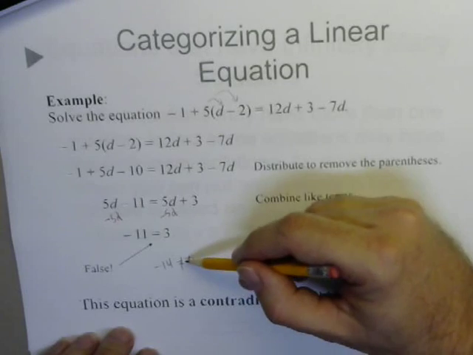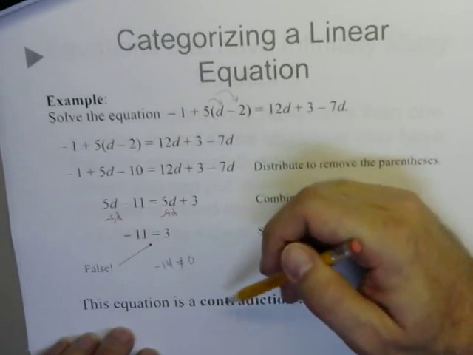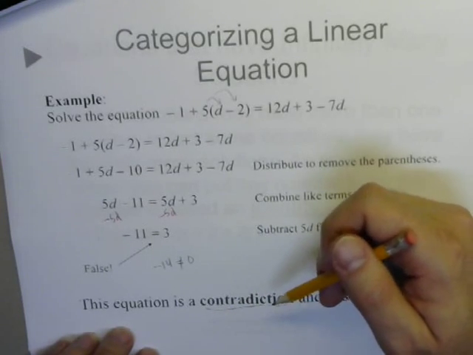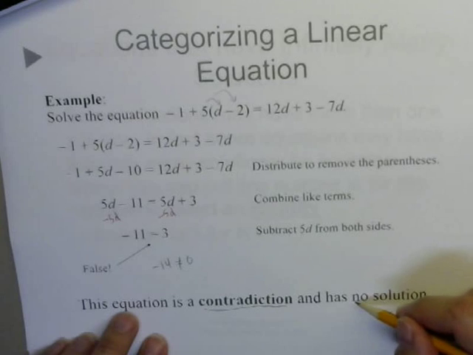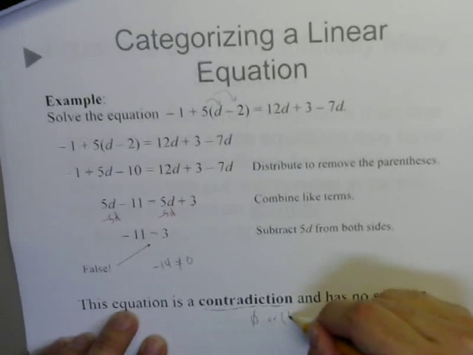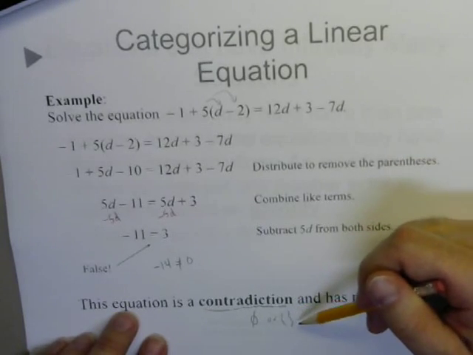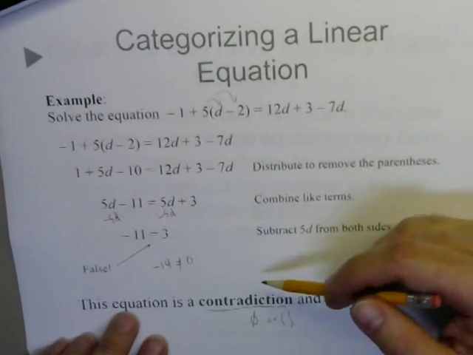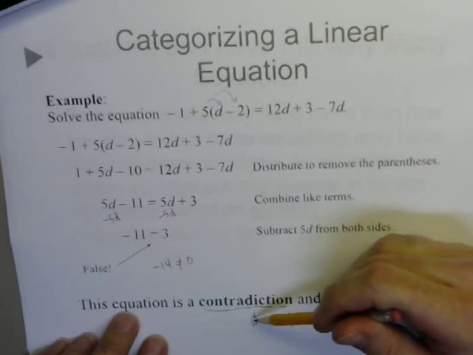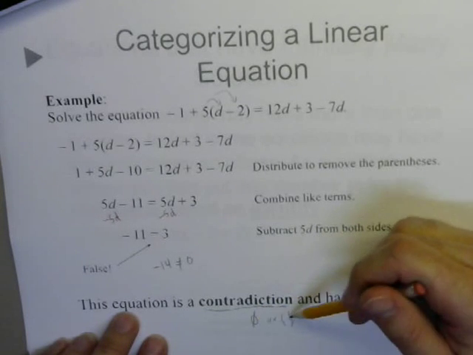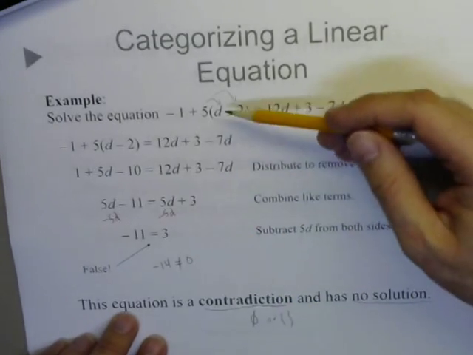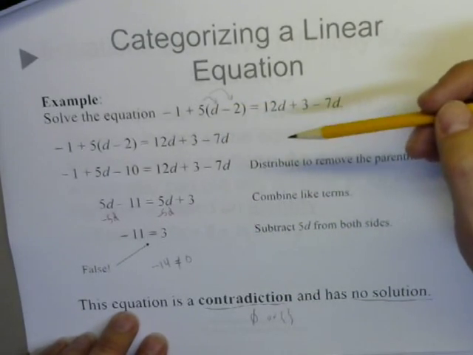You can basically boil this down to 0 equals a non-zero number. So that means the equation is a contradiction. If you write that on the exam, if you write the word contradiction, that would be fine. Or if you write the words no solution, or the symbol for the empty set, just brackets with nothing in them, that means contradiction. Technically, contradiction refers to the type of equation, and no solution or the empty set symbol means the type of solution, which is nothing. There's no number you can put in for d that will make both sides equal.